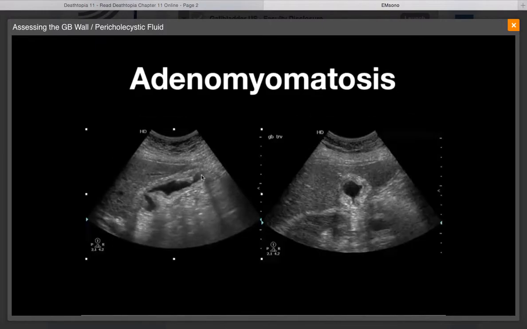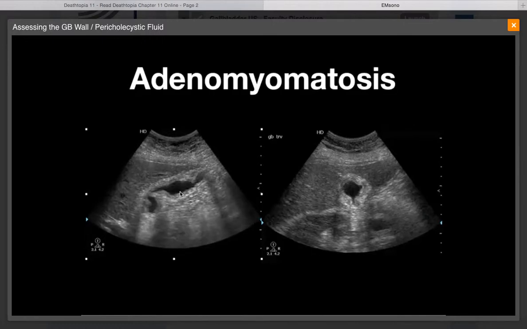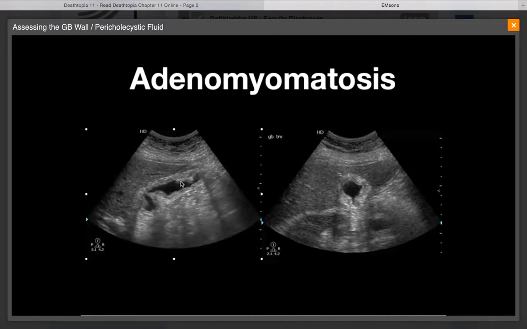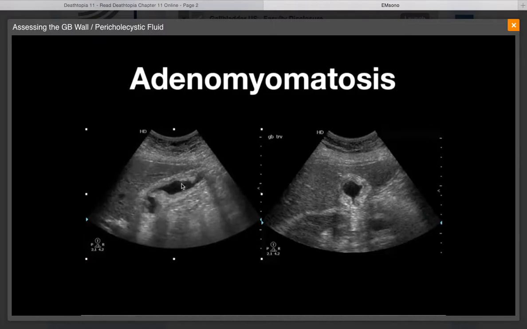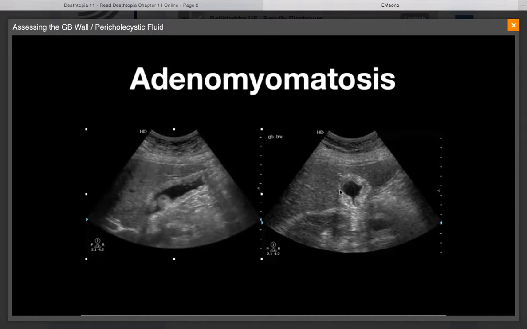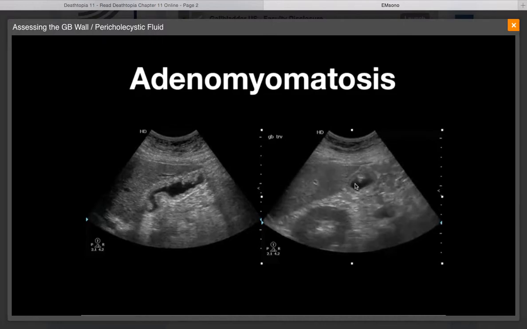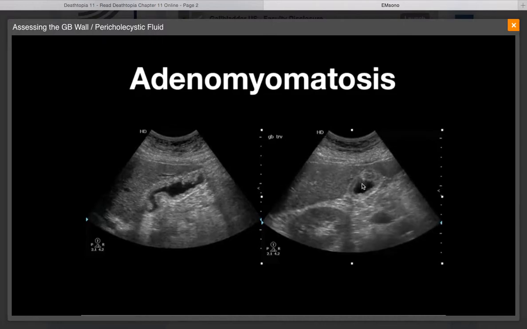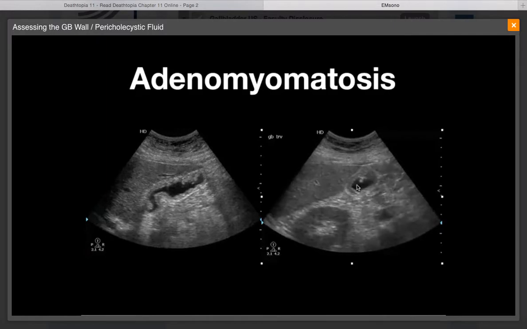Diffuse wall thickening is noted in this patient without active biliary disease, but note the focal thickening near the fundus. You can see cholesterol crystals with short posterior comet tails, consistent with the diagnosis of adenomyomatosis. You can also see that on the transverse view here. You can see the cholesterol crystals and these short comet tails posterior.